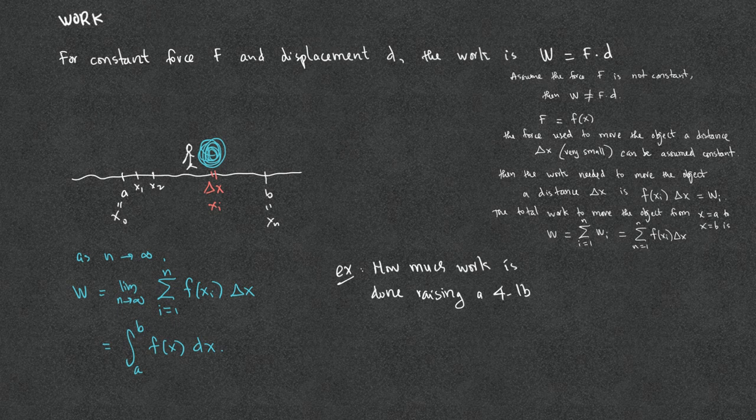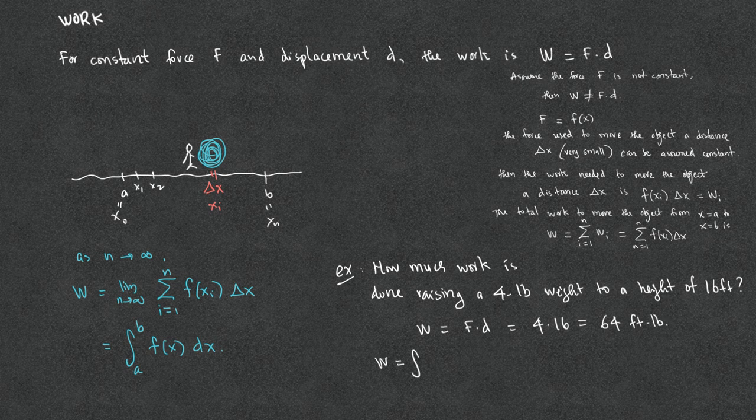For example, how much work is done raising a 4-pound weight to a height of 16 feet above the ground? We can find the work by taking the constant force times the distance, 4 times 16, which is 64 foot-pounds. Or we can find the work by integrating the constant force along the x-axis from x equals 0 to x equals 16, and we still get 64 foot-pounds.